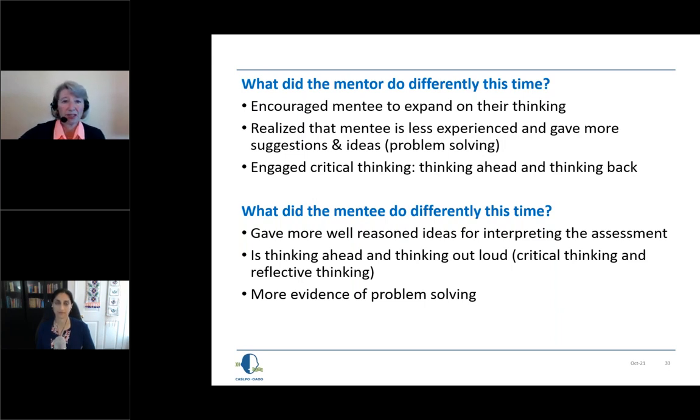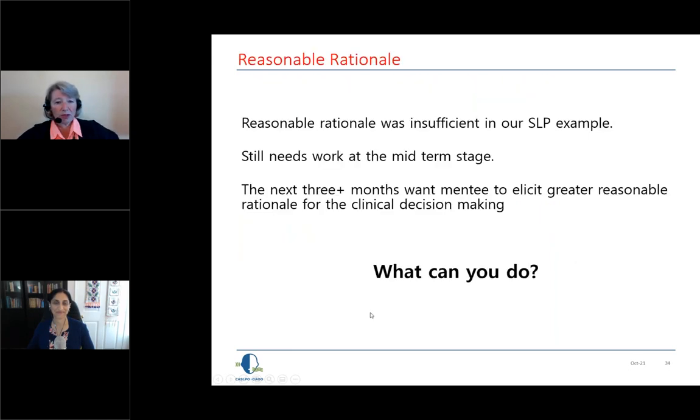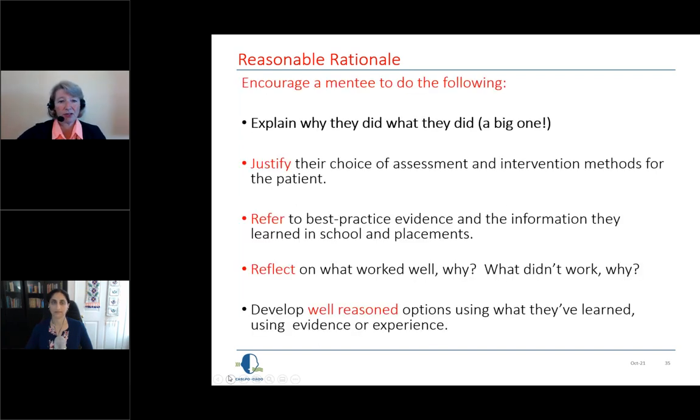And there was some more evidence of problem solving. So this was great to see. On the next slide, we will acknowledge that yes, the reasonable rationale was insufficient maybe this time round. So let's imagine this was a midterm clinical reasoning tool situation, and the mentee and the mentor are realizing, okay, we need to build on these skills. We need the mentee to elicit greater reasonable rationale behind their clinical decision making. So what can you do at this stage?